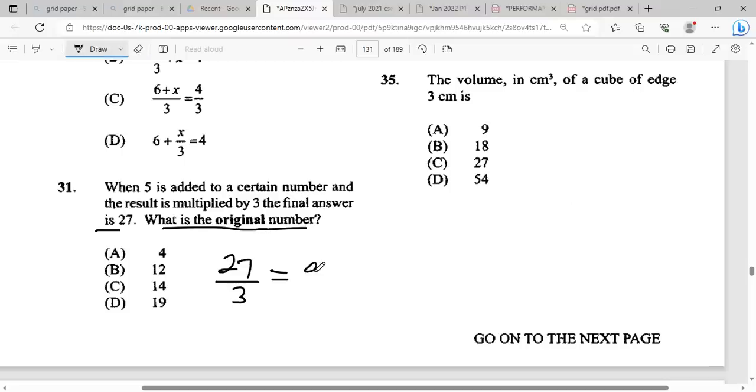So we reach 9 now, right? Can you say multiply by 3? So we divide by 3 first. So 9 times 3 is 27, and then you say 5 is added to the number, so we're going to subtract 5. We're just taking the inverse. So that means it's going to be 4.